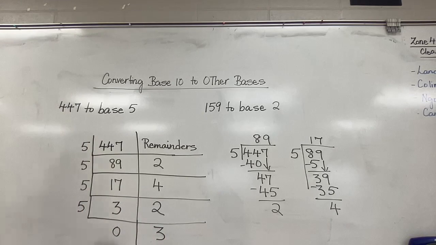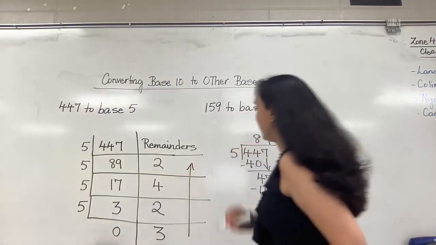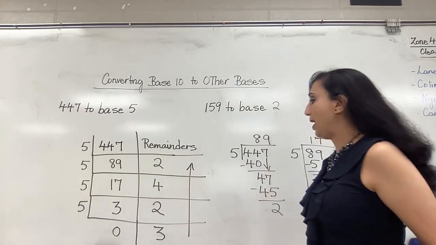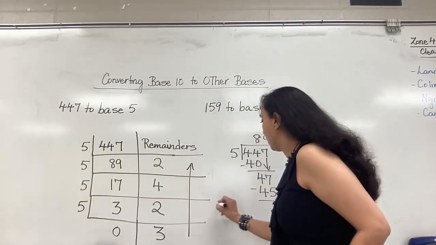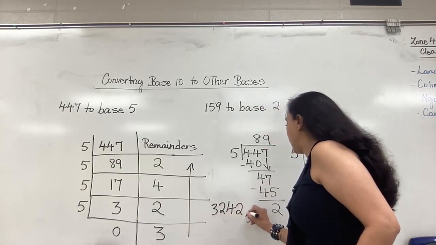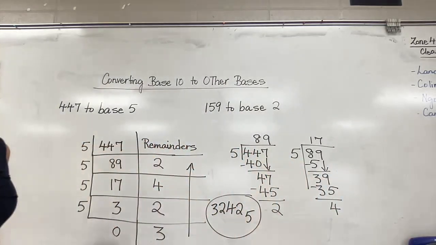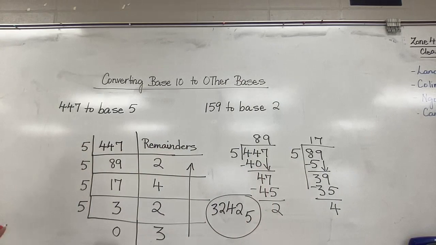Okay, so now all I do is, once I have this, I am going to take my arrow and go up like this. And so my base number here is 3, 2, 4, 2 in base 5. So this is my final answer, where I am converting this to my base 5 number. Okay, so 3,242 in base 5.